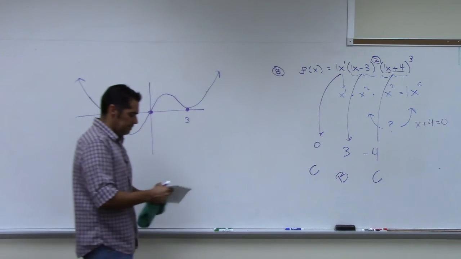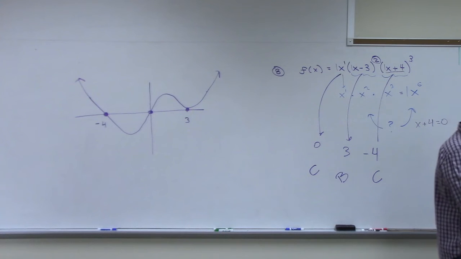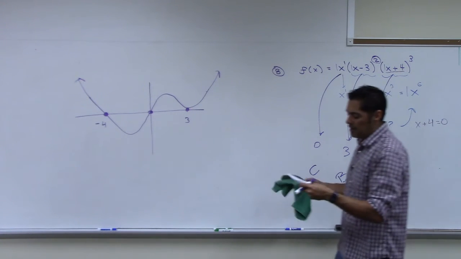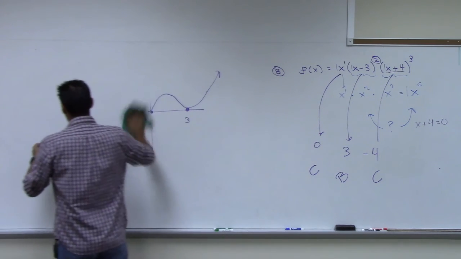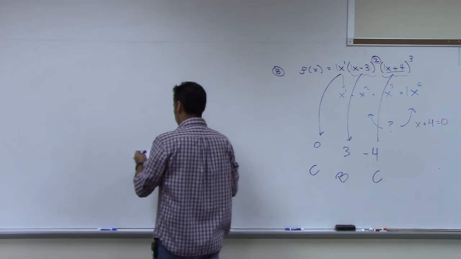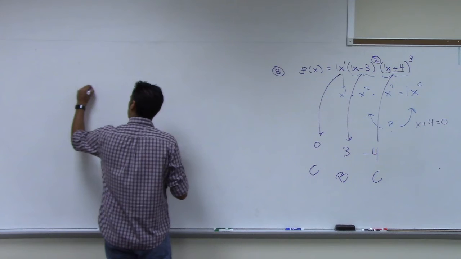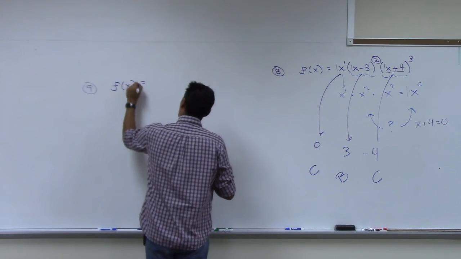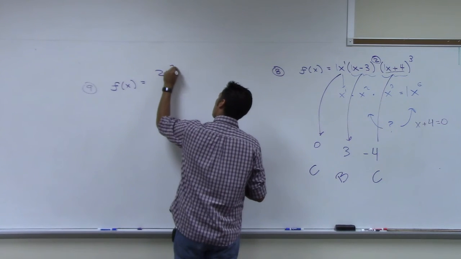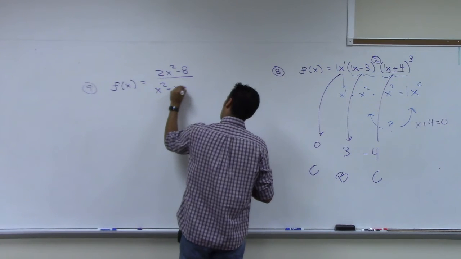All right, number 9. Find the x-intercepts, the vertical asymptotes, and horizontal asymptotes of this rational function. I may not have time to go through this. Number 9. Let's see, f of x is 2x squared minus 8 over x squared minus x minus 20.